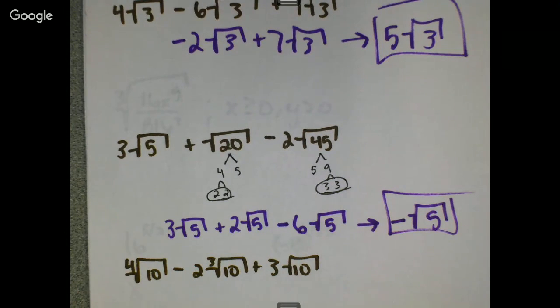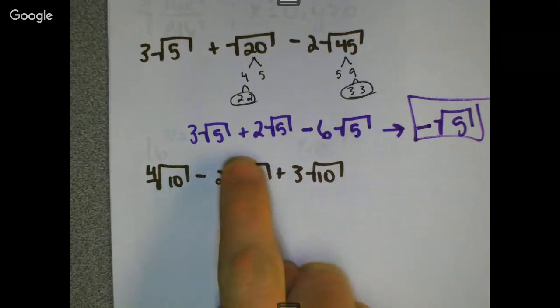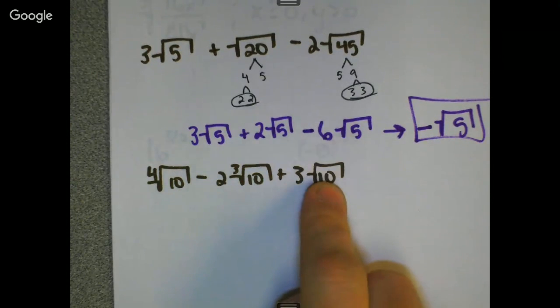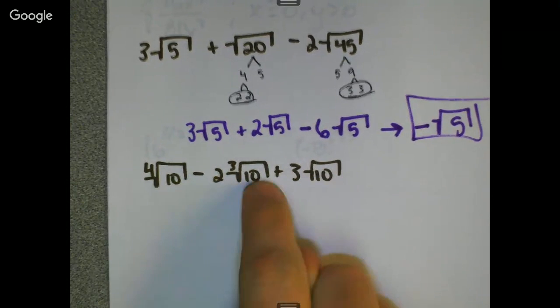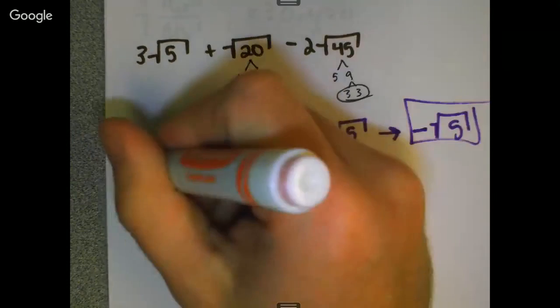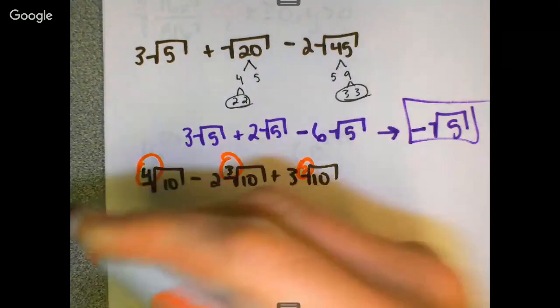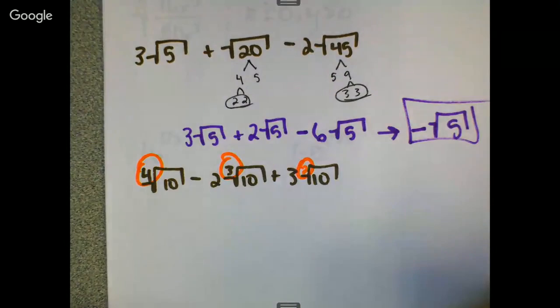Now here, if we look at these radical 10s, I have the 4th root of 10, I have the 3rd root of 10, and I have the square root of 10. Those are all 3 different values. Because your indexes are different, you cannot combine them. These are not like radicals.